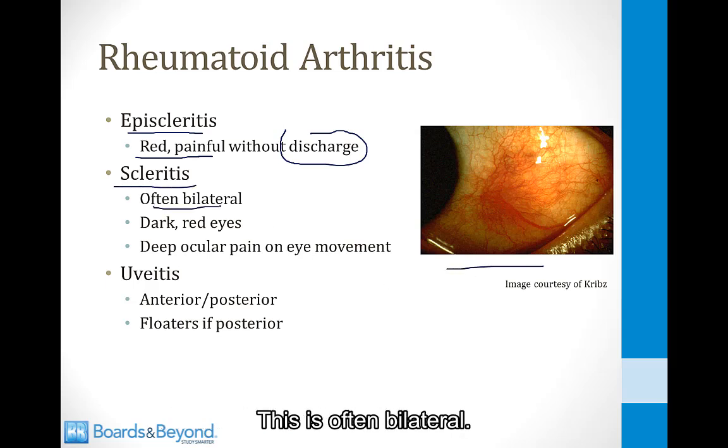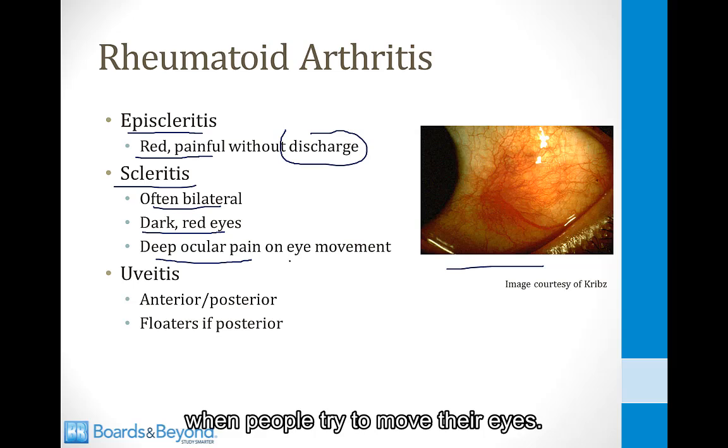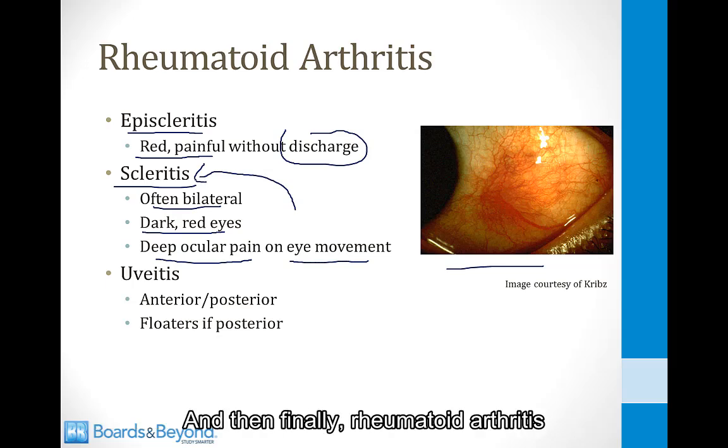This is often bilateral. The eyes are dark and red, and there's a deep, boring ocular pain when people try to move their eyes. The eye muscles insert into the sclera, so when you have scleritis, it hurts to move your eyes. And then finally, rheumatoid arthritis is also associated with uveitis.